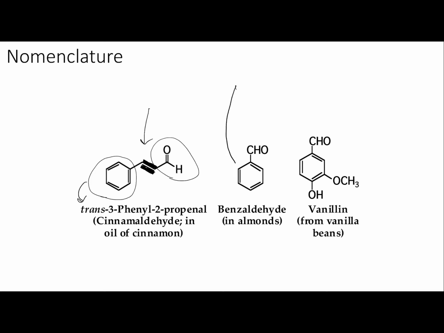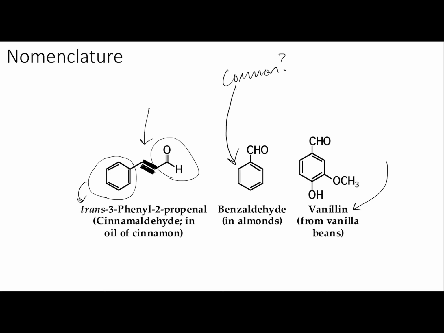We have benzaldehyde, though I'm not sure how that's much different from what the IUPAC name would be. I guess we would call it phenylaldehyde? So benzaldehyde is from almonds, though I'm not really sure why that's common. Vanillin, that's a common name, vanillin. Here's the structure of vanillin.